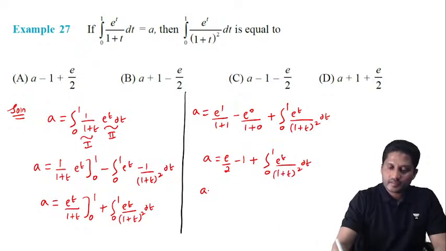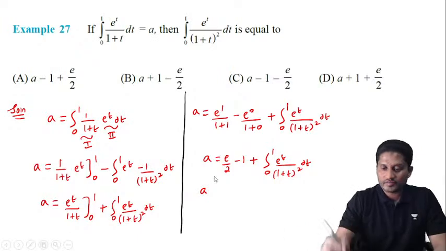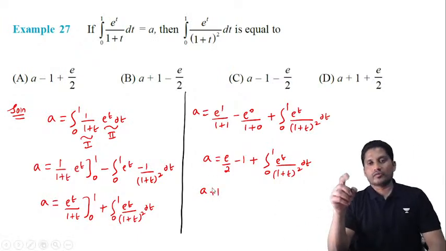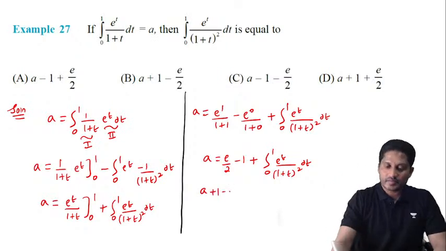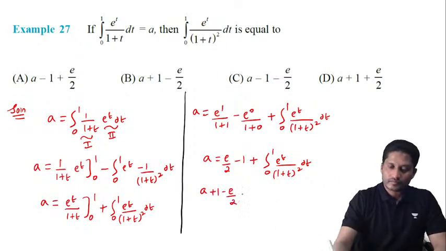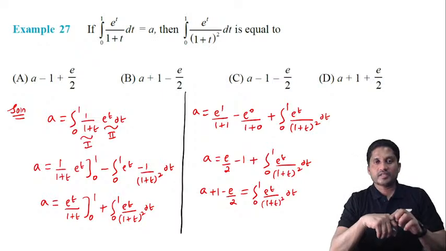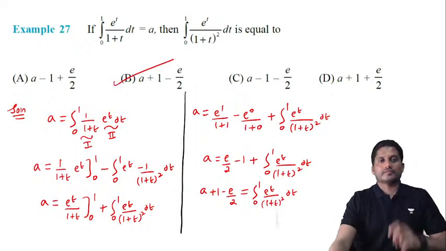This is a minus 1, you shift on the left side, it is plus 1, plus e by 2, you shift on the left side, it is minus e by 2, is equal to integral 0 to 1 e power t divided by 1 plus t the whole square dt. So you get a plus 1 minus e by 2. Answer is option B only.